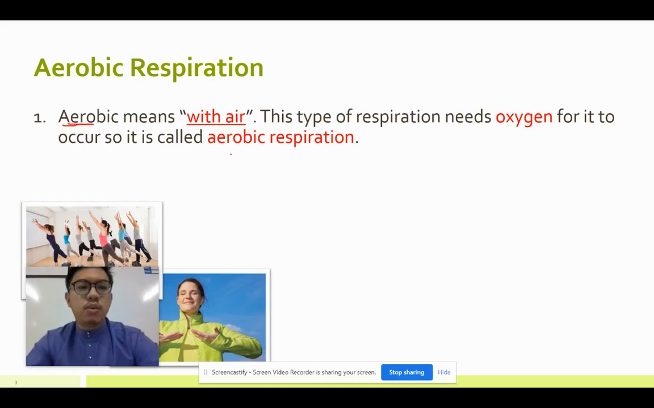So aerobic, you see the word aero. Aero means with air. So this type of respiration needs oxygen, which we get from the air, for it to happen, for it to occur. So this is called aerobic respiration.